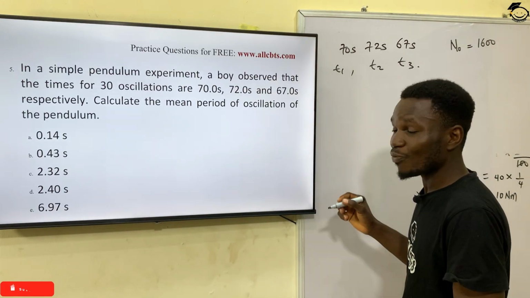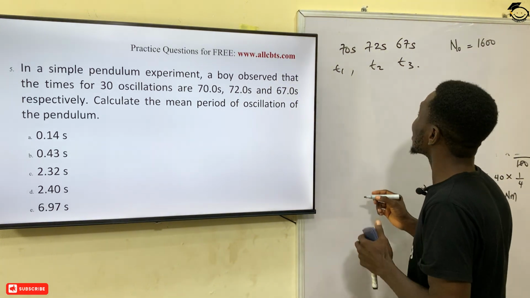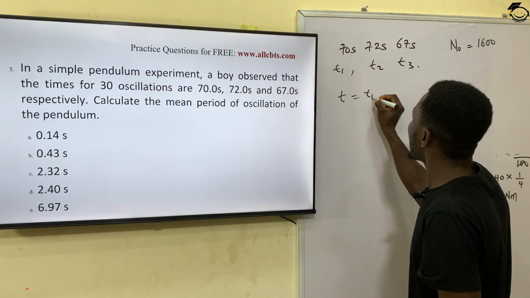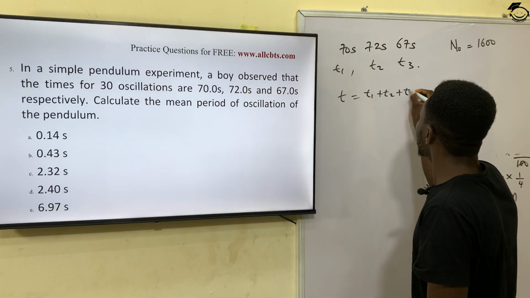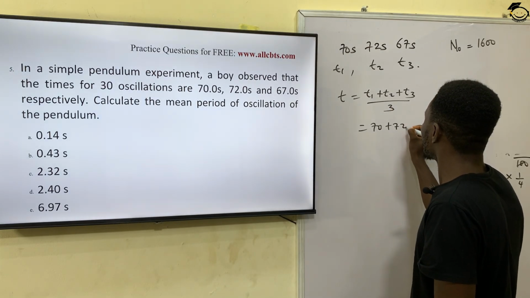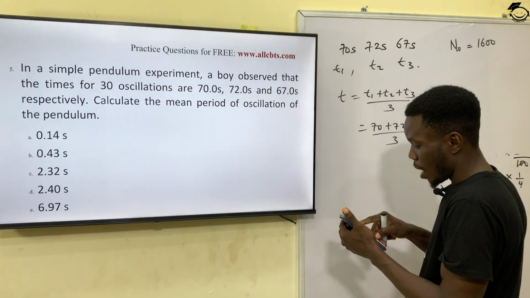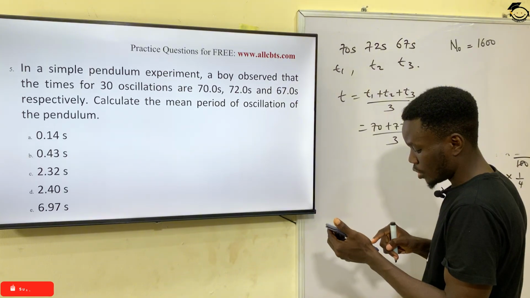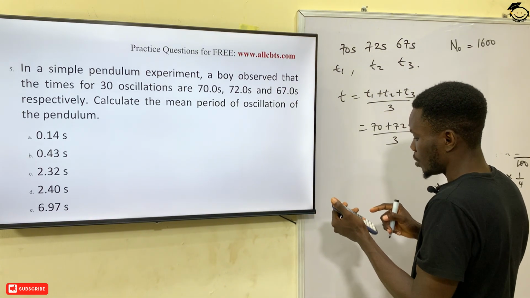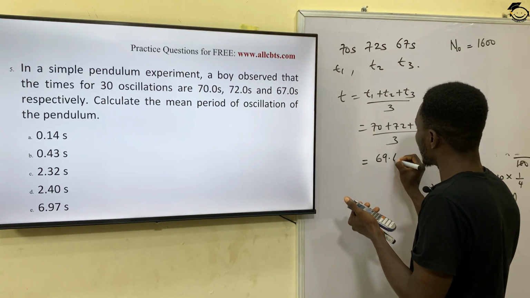Now, the question did not ask us to find the mean time, but the mean period. And how do we do that? We have to first get the mean time. So my mean time is T1 plus T2 plus T3 divided by 3. So this will give me 70 plus 72 plus 67 divided by 3. So when I divide, I'm going to have 69.67.